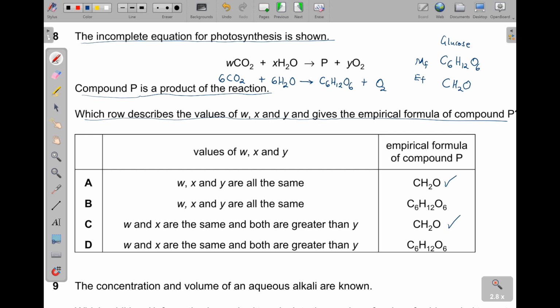You see that? Then how many oxygens do we have? This is 12 oxygens plus 6, that is 18. This is 6. Then we shall add on 12, so that means this one will also be 6. So W, X, and Y are actually all the same. So this one is okay. That means the answer has to be A.